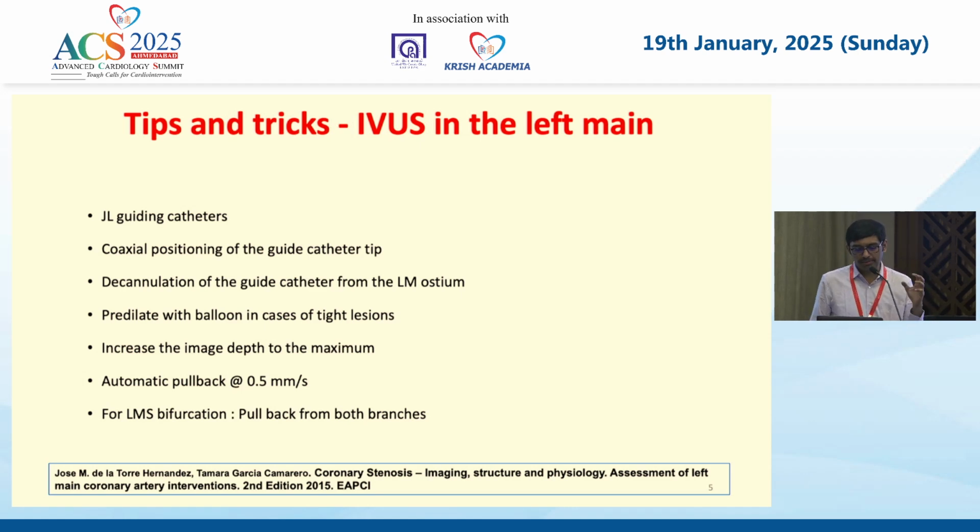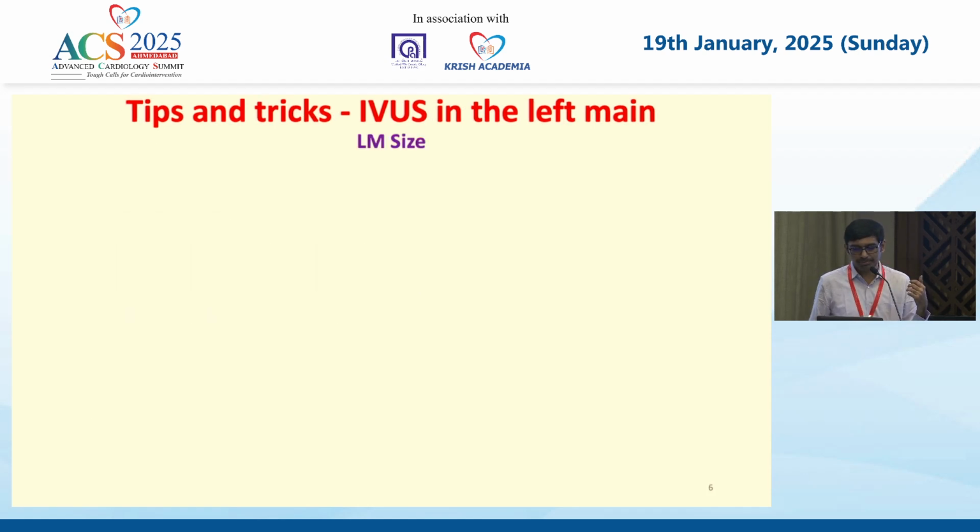Always do an automatic pullback, because sometimes in left main the length matters, accurate estimation of length matters. For bifurcations, it is a good practice to do pullback from both the branches.